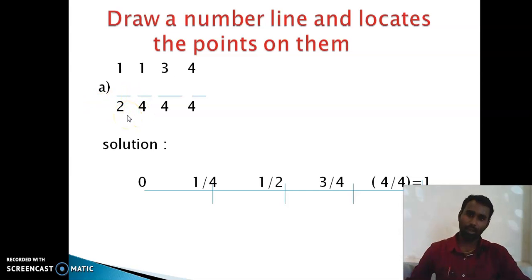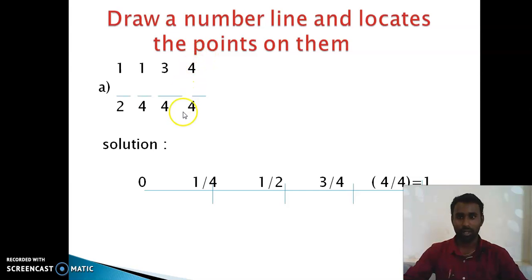So first, how do we identify this value? We can say 1 by 2 means a half, right? So 4 by 4, just cancel it, approximately cancel it. 4 by 4 means 1. So all these fractions will occur in between 0 and 1. Am I right? Because 1 by 2, after 0 only will come 1 by 2, right? So 1 by 4 will come before it, before 1 by 2 itself.